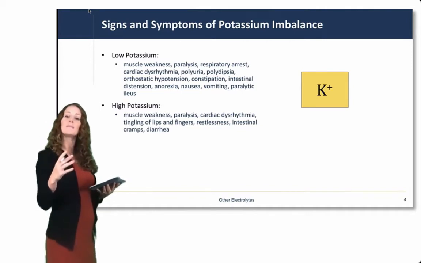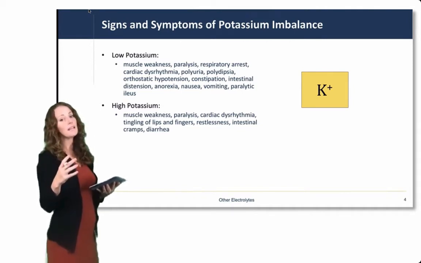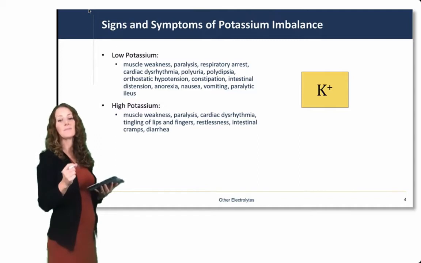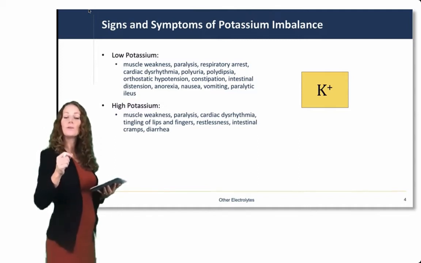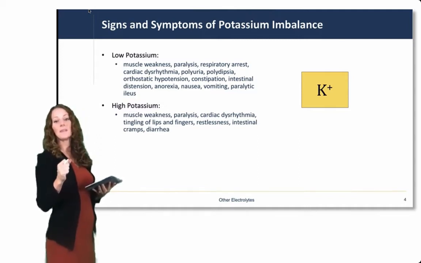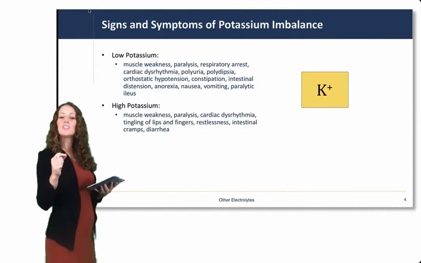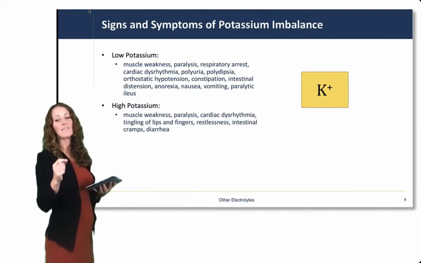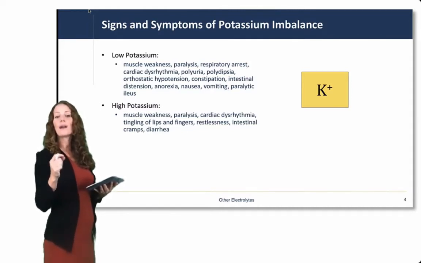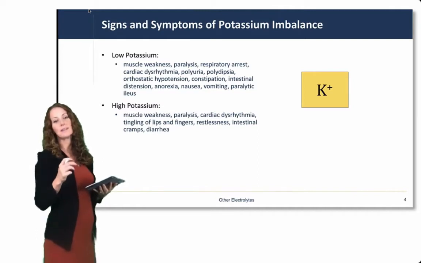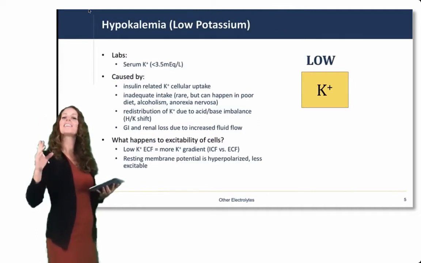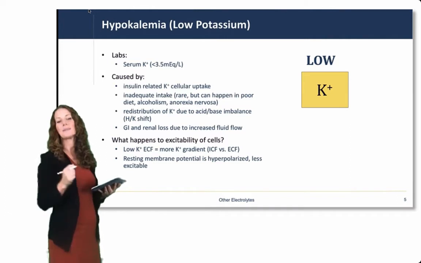High potassium signs and symptoms are also related to changes in electrical activity. You can have muscle weakness also from high potassium. Similarly, cardiac dysrhythmia and paralysis. In addition, high potassium can lead to tingling of the lips and fingers, restlessness, intestinal cramps, and diarrhea. Let's look at the mechanisms of low and high potassium.